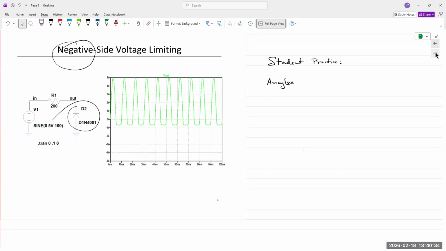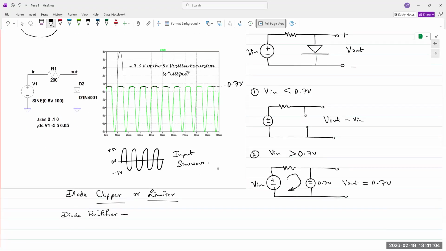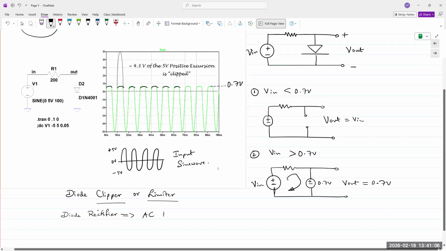Now, if we take the output across the resistor, the same circuit is also known as a rectifier circuit. And rectifier circuits are one of the most important applications of a diode. Rectifier circuits are the ones that actually convert AC waveforms to DC. Okay, so diode rectifiers convert AC to DC.